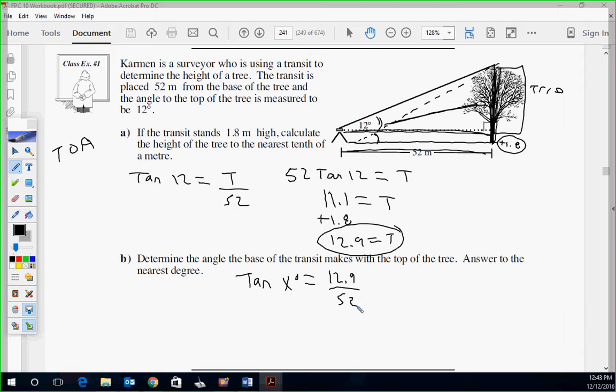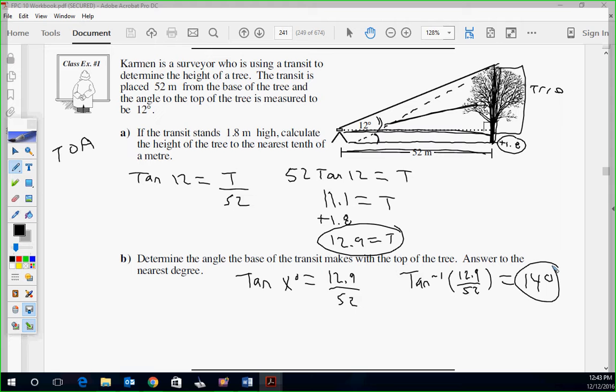So when you do that, we're going to go inverse tan now of 12.9 over 52. You get 14 degrees. You get 13. What 13 point what? 9, yes, around the nearest degree. But yep, you're right. Okay, any questions there?